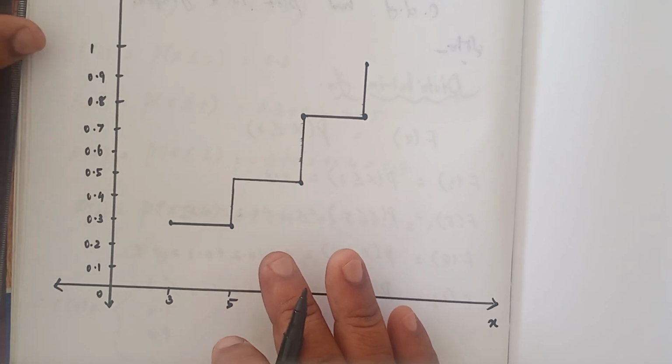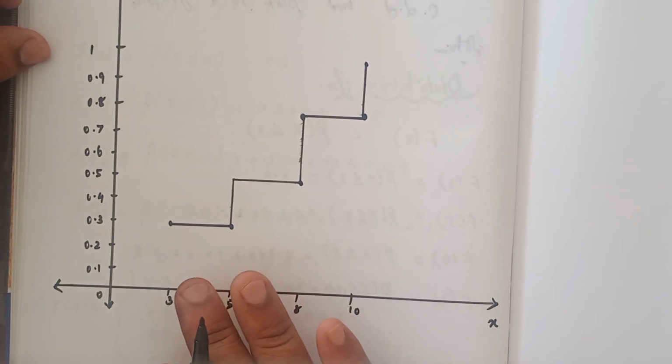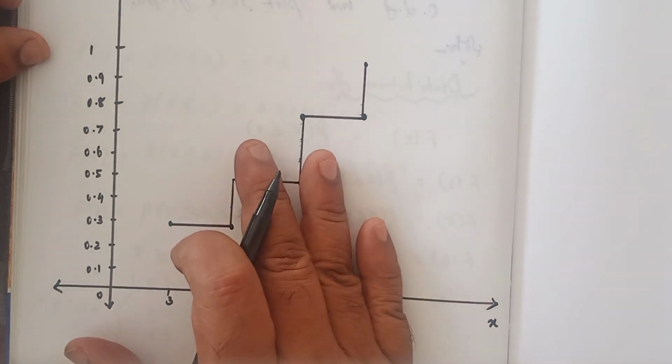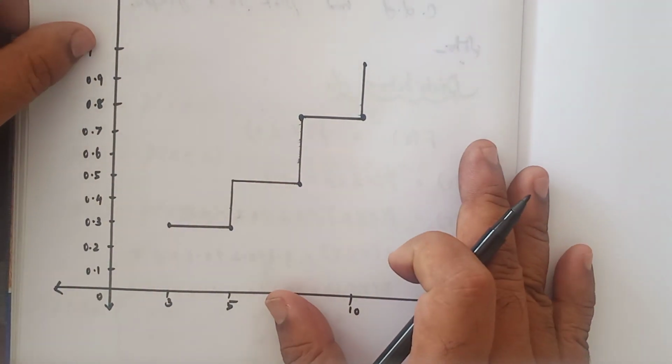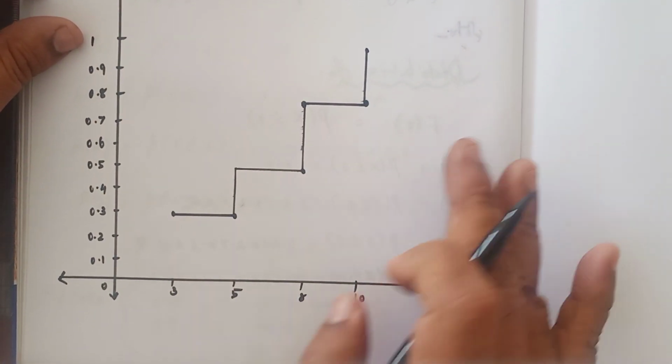So I have plotted all the points in a graph, the cumulative distribution graph. So problem number 2 is completed. I'll be teaching problem number 3 in the next video. Thank you, children.